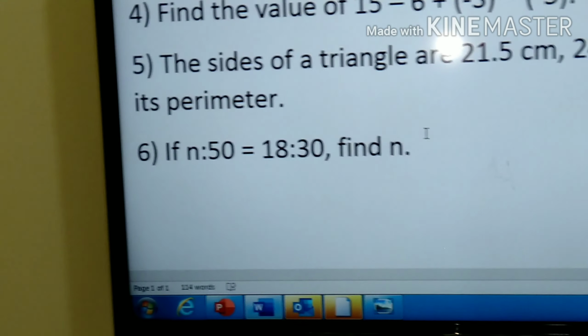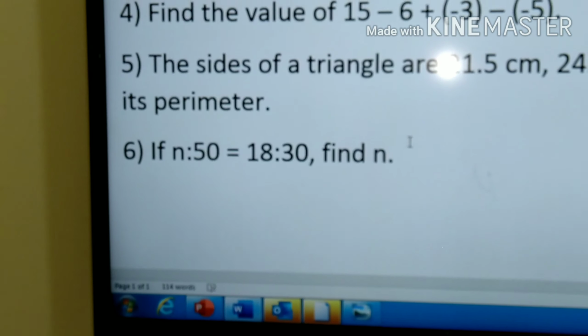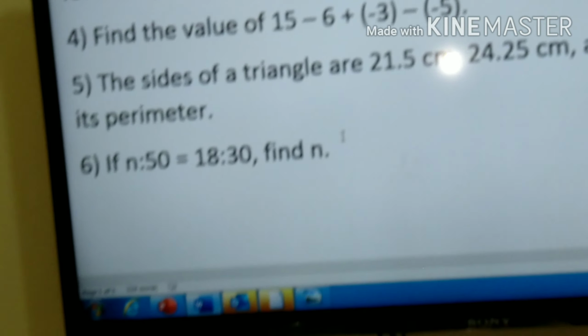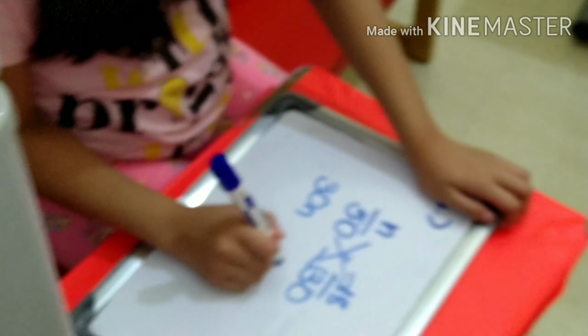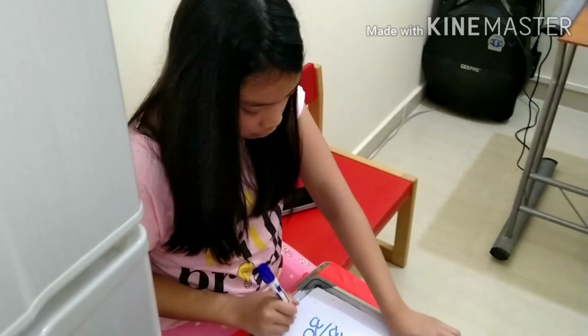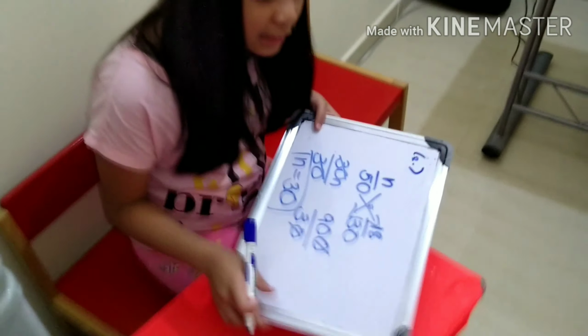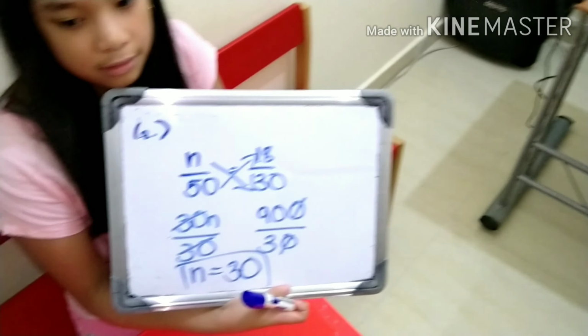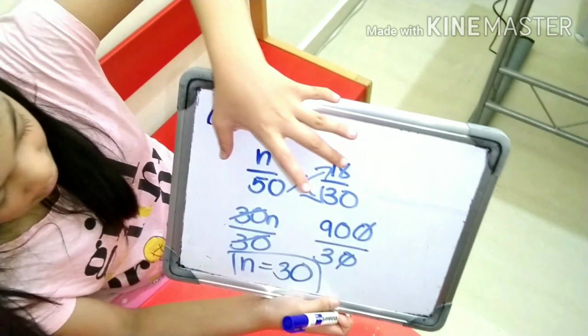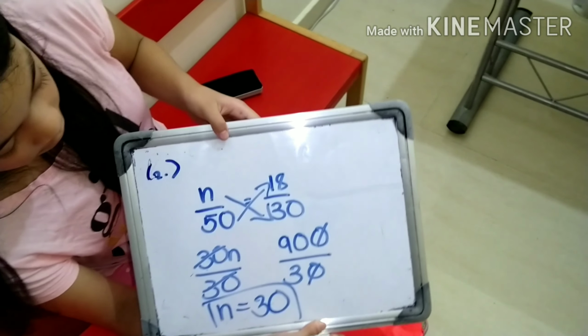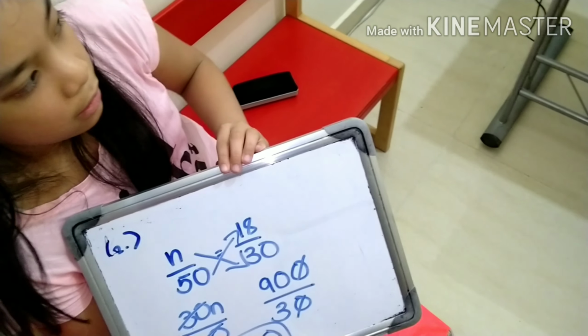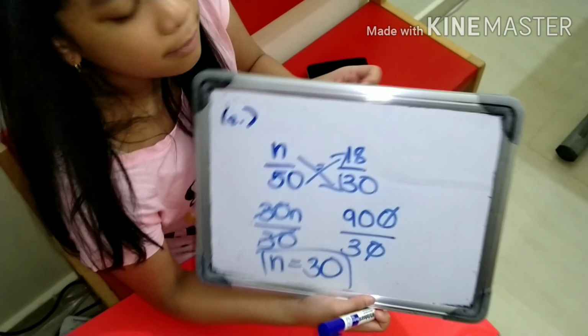So we have now, okay, here's the question. If N is to 50 as 18 is to 30, find N. So meaning you are going to find the value of N. Okay, so this is about ratio and proportion. Okay, so explain your work, Chloe. I turned both of the ratios into fraction form. Okay, into fraction form. So we have N over 50 equals 18 over how many? 30, right?